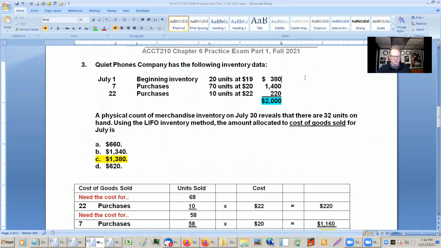Again, start with the first in. No. Wrong one. I'm sorry. Test it.